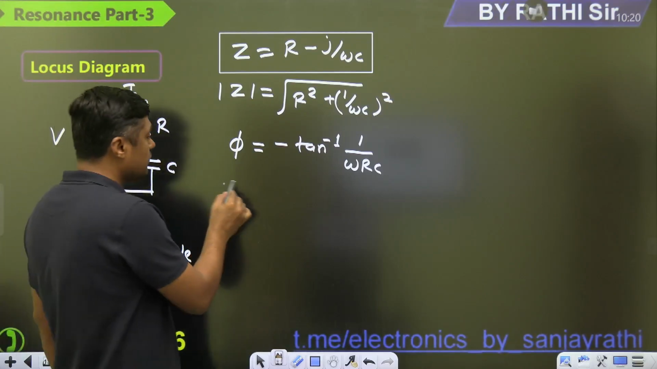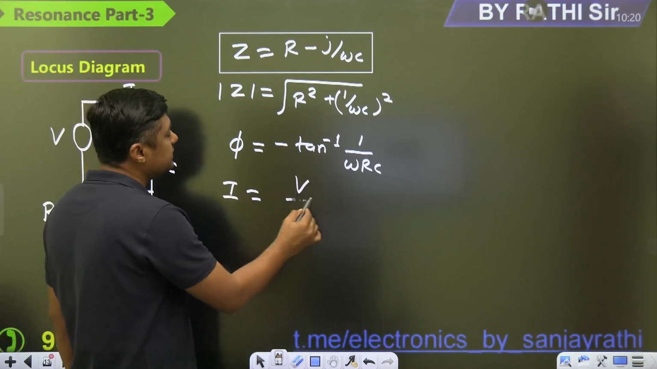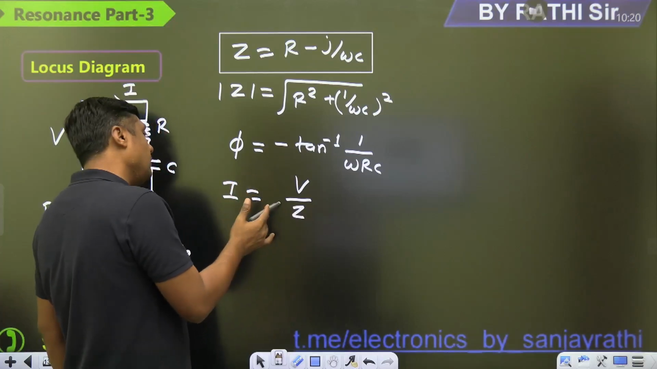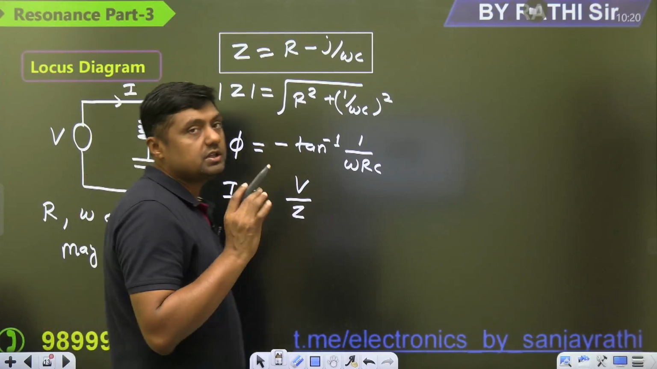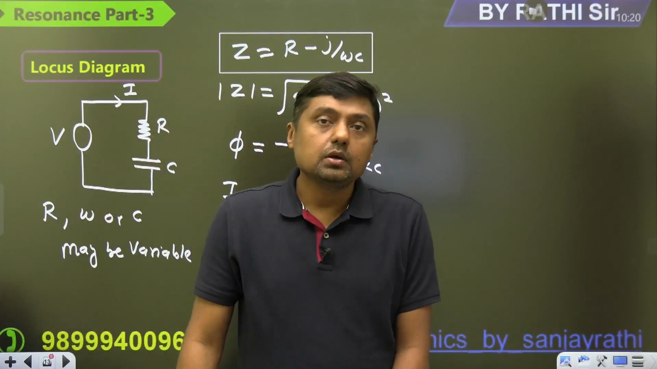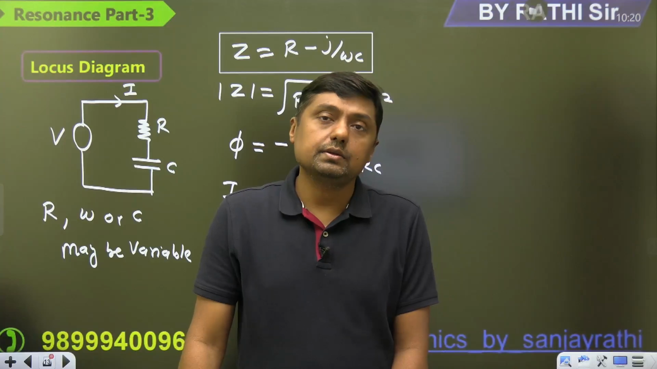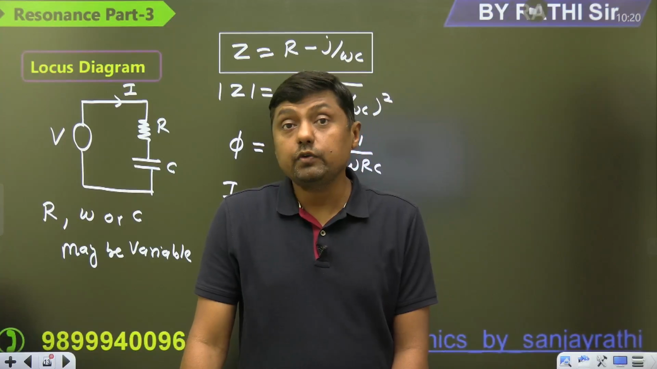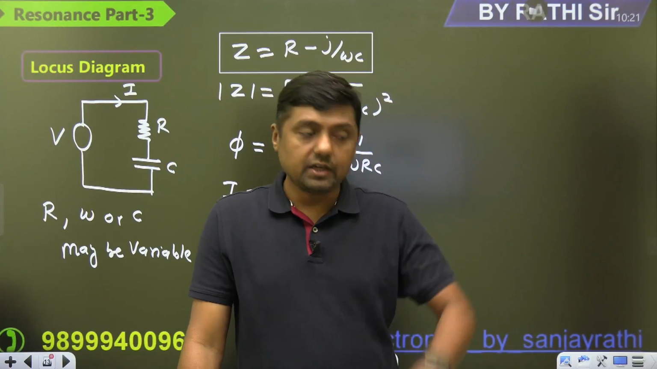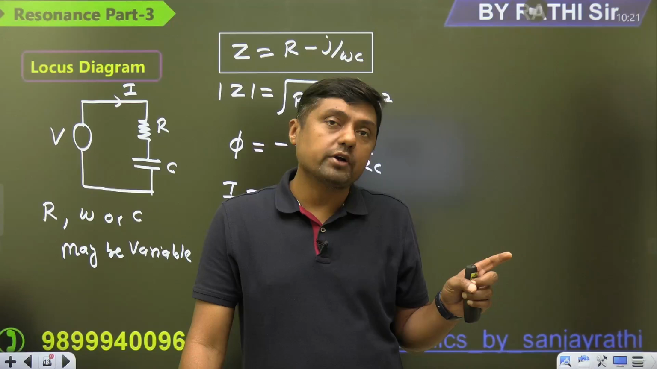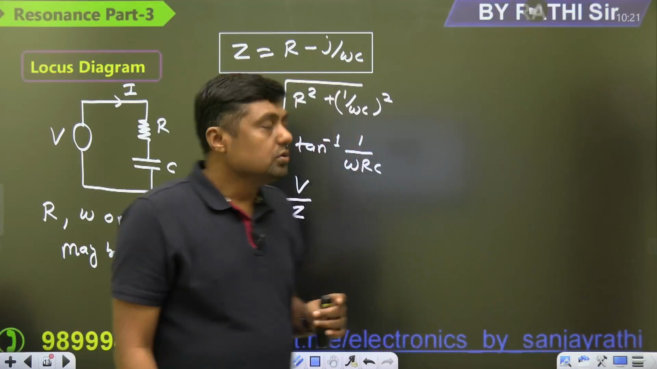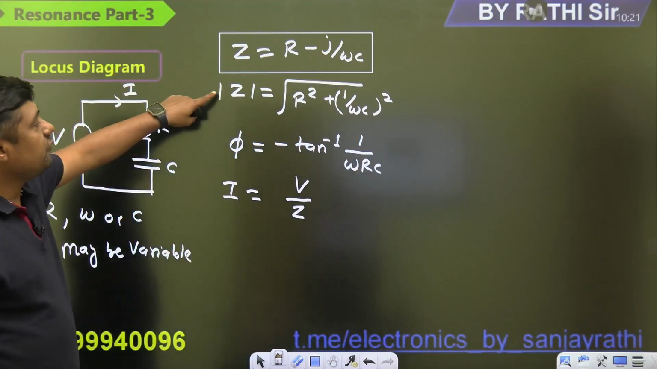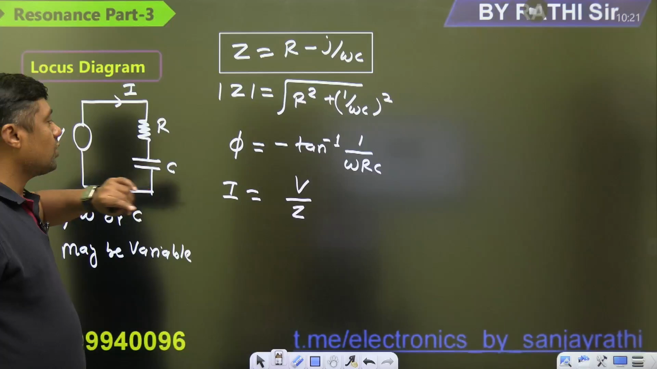What is the I? I phasor is given by V by Z. And if the Z will vary, then definitely there is a change in I, if the V remains constant. Then I will vary, and we have to plot I, and then finally we will connect all the points, and that is called locus. So you can draw the locus diagram for Z, you can draw the locus diagram for I, right?